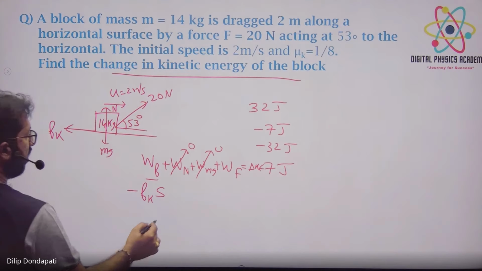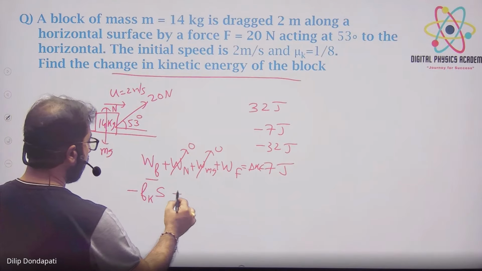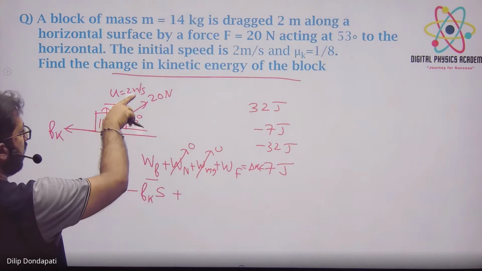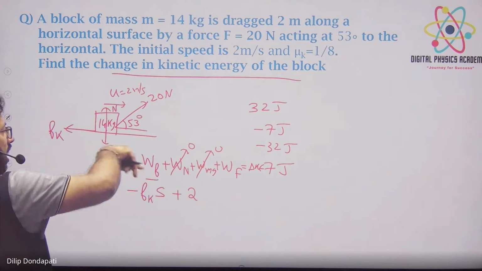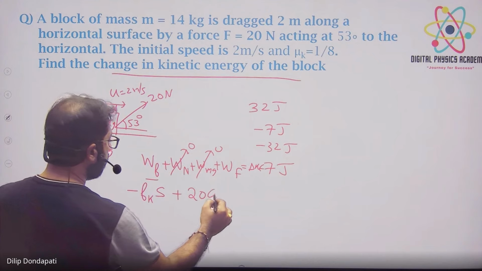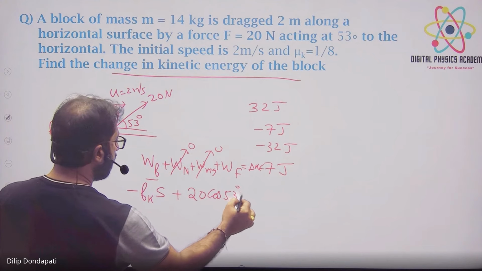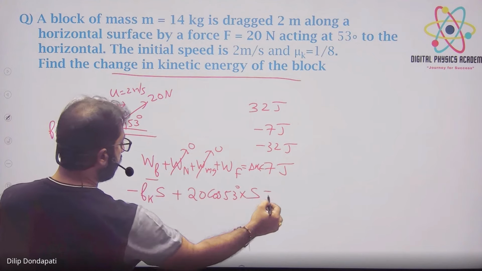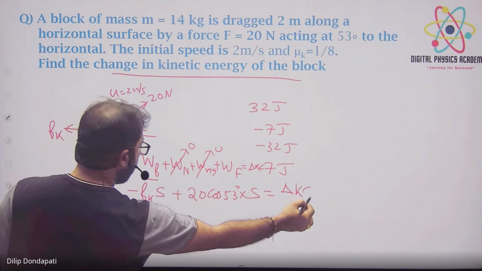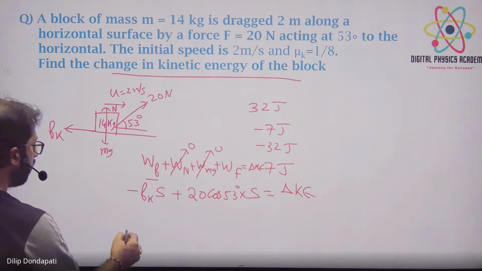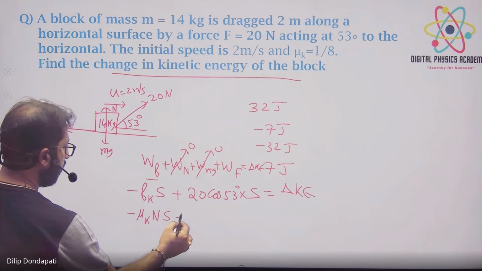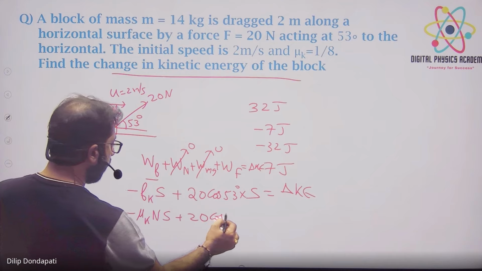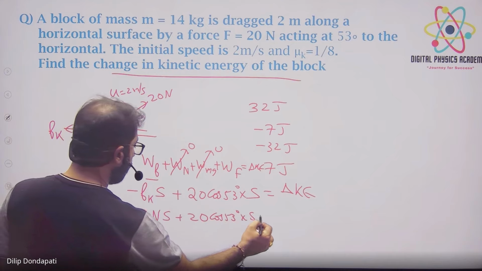Last में सब करेंगे 2 meters बोल के. Next plus work done by F, force कितना है? इधर 20 cos 53, X direction में 20 cos 53 times displacement is equal to changing kinetic energy, right? And इधर क्या आएगा? Minus mu k times of n displacement plus 20 cos 53 times displacement is equal to changing kinetic energy.